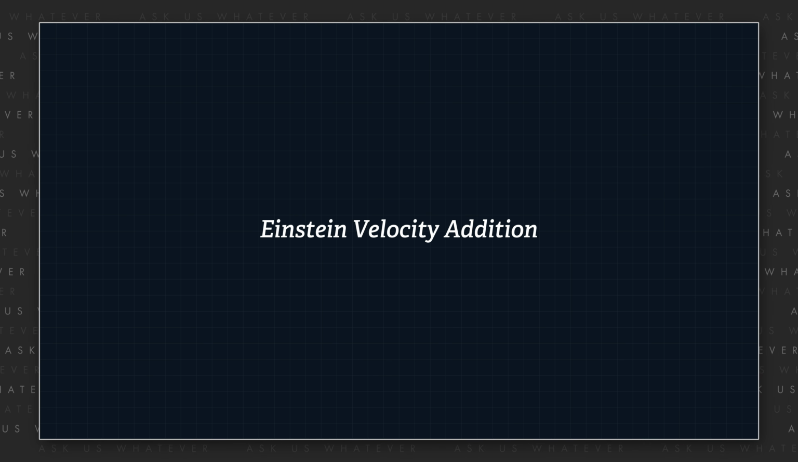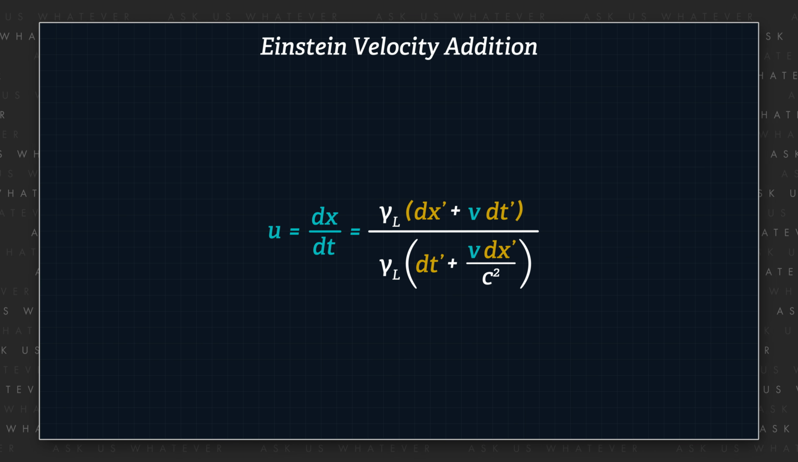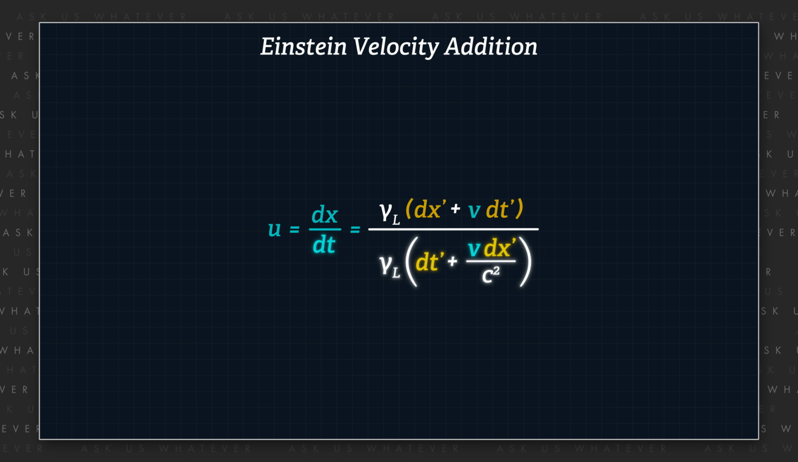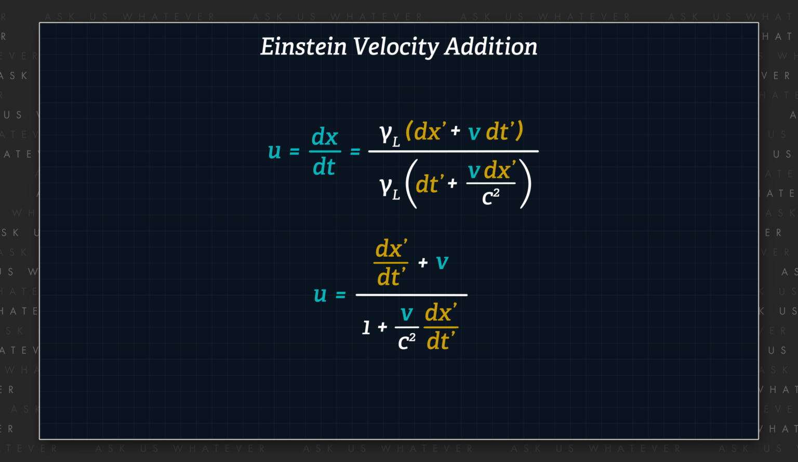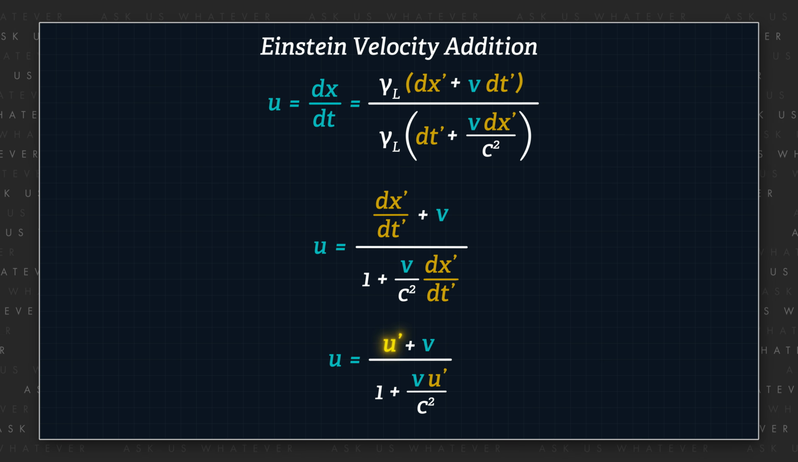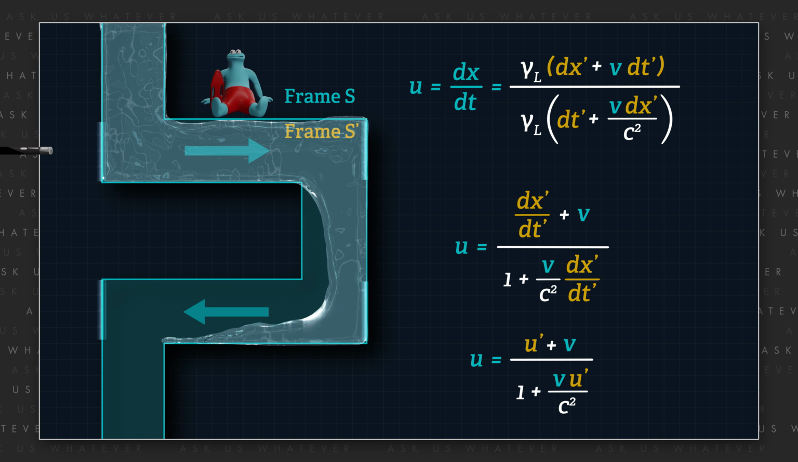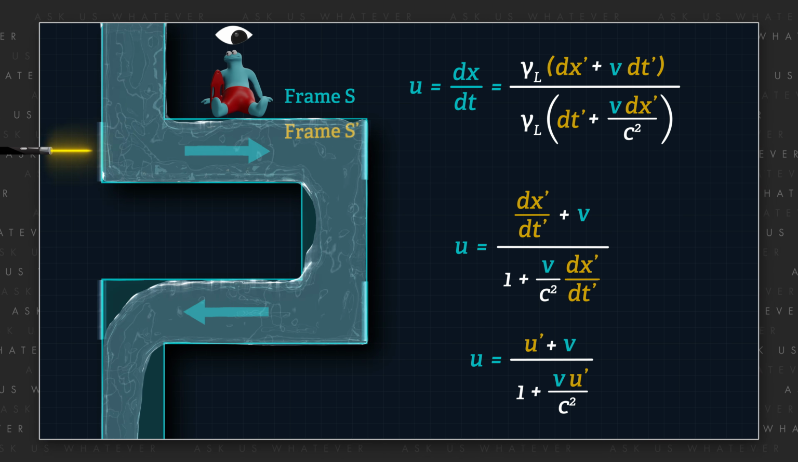And although we covered that formula in episode 9.1, let's do a quick refresh here. Einstein derived this formula by taking the ratio of two Lorentz transformations, dx divided by dt. By dividing numerator and denominator by the Lorentz gamma factor times dt prime, one obtains u prime plus v all divided by 1 plus v times u prime over c squared, where u is the combined relativistic velocity as observed from the laboratory frame S.